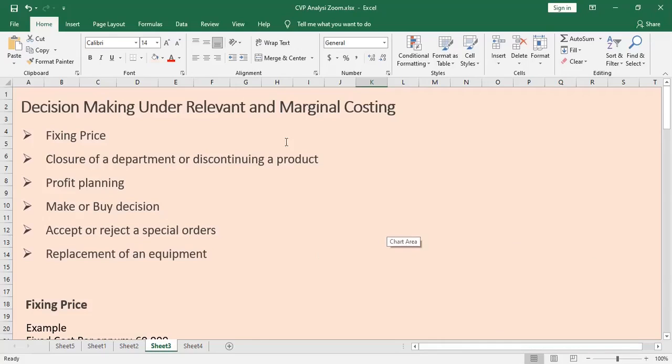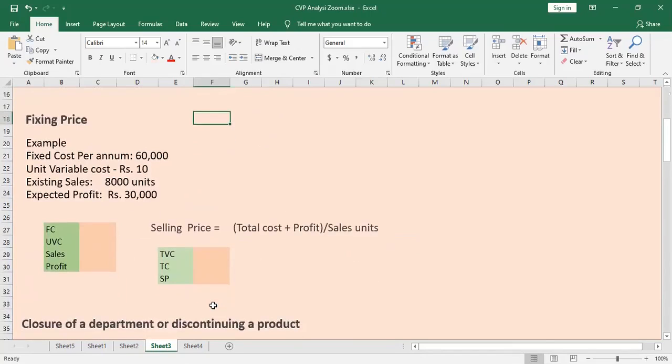First, I'm going to discuss fixing price, which is a very basic and fundamental concept. As we all know how to fix a price. Here also it is the same thing. Nothing big here. When you have this information, fixed cost, unit variable cost, existing sales units, and expected profit, it is pretty much easier for you to decide the price for your products. It's very easy, nothing big here.